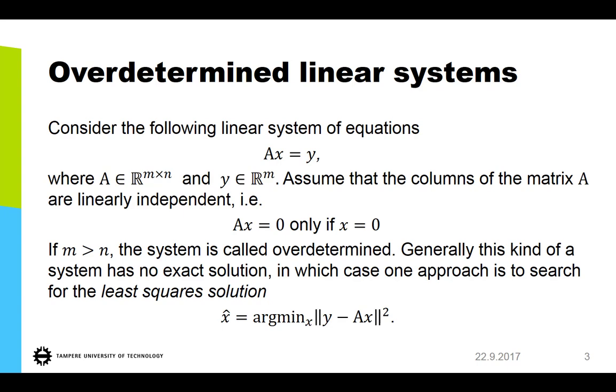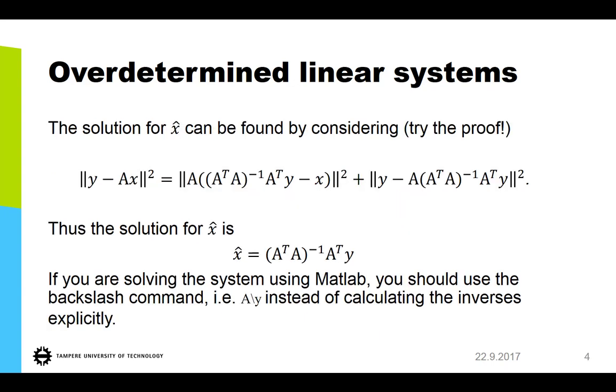In this kind of case, generally there is no exact solution for the system. One useful approach to solving this kind of system is the least squares solution, which minimizes the difference between y and A times x. The way in which the least squares solution is found is not the topic of this video, but you can try to prove this statement here. The solution itself looks like this, and if you are using MATLAB to solve these kinds of problems, we recommend you use the backslash operator to save time. This way you don't need to calculate everything separately.